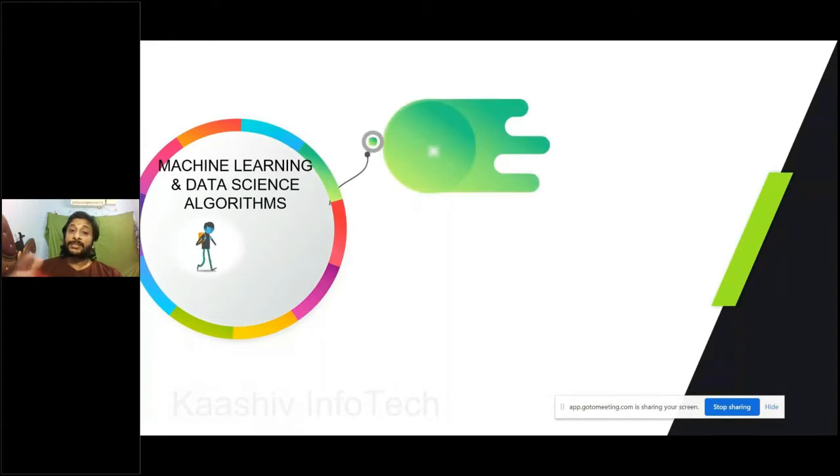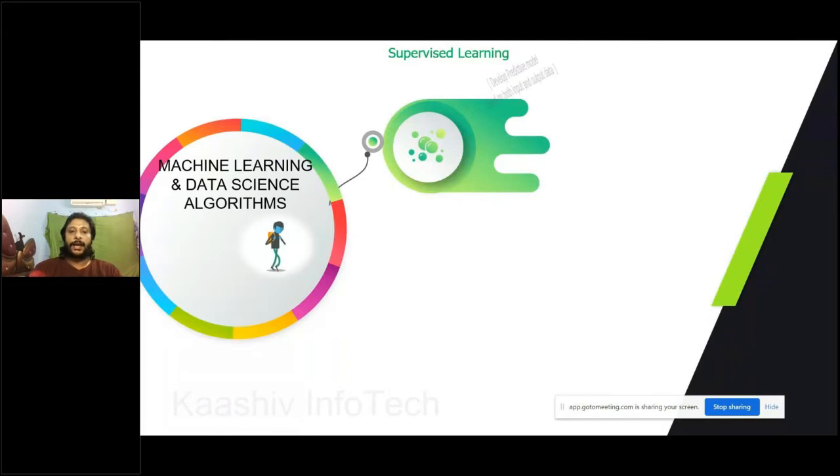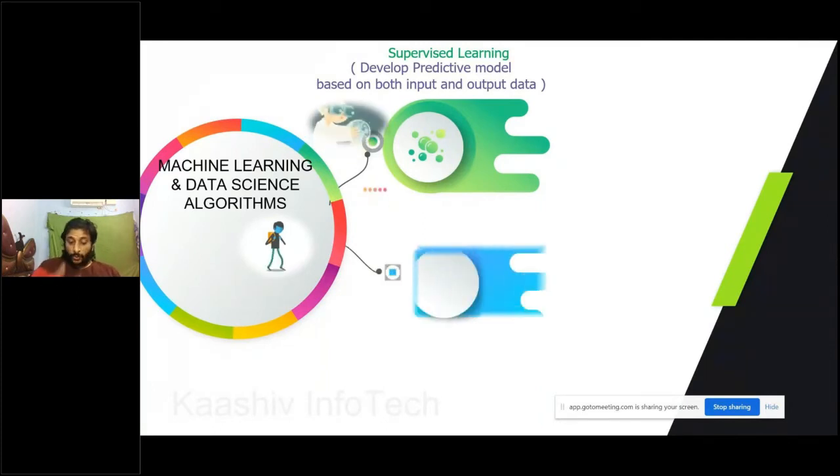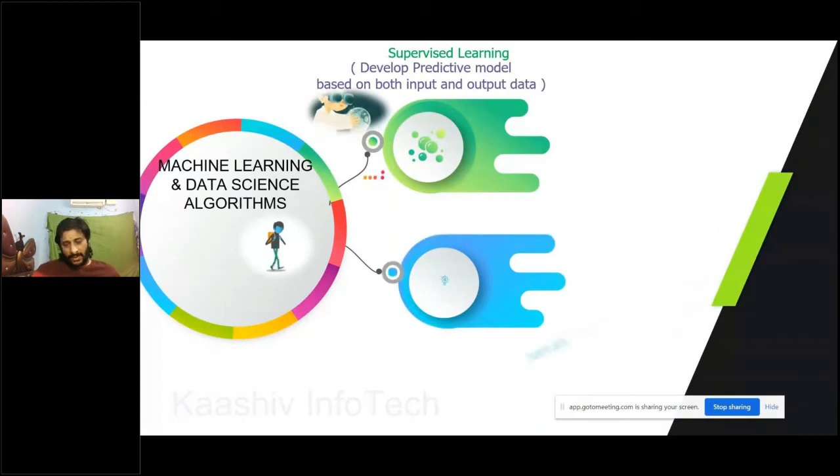Anyway, here are the machine learning and data science algorithms. We have lots of algorithms, but they are consolidated into two major things: supervised learning and unsupervised learning. What is supervised learning? Creating a predictive model based on the input and output. So I need to create a model. That is a bigger system.